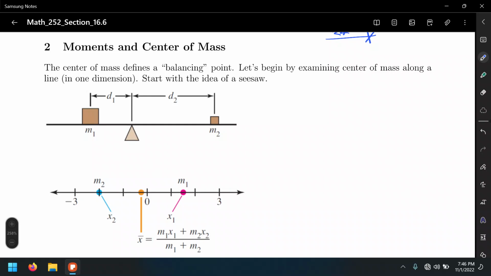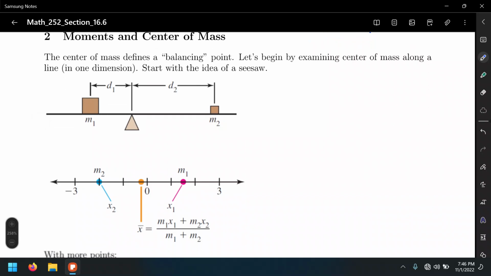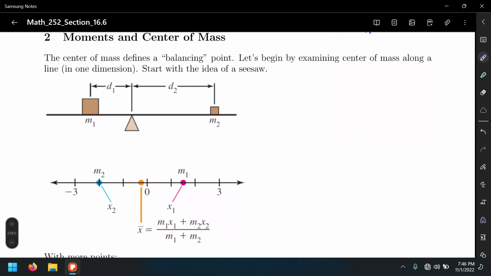All right, moments and centers of mass. So suppose we have two different masses. You can think of this like two kids or two people on a seesaw, right? Well, so there has to be a point between the two masses, not necessarily exactly in the middle, in a way that these two masses are in balance, right?